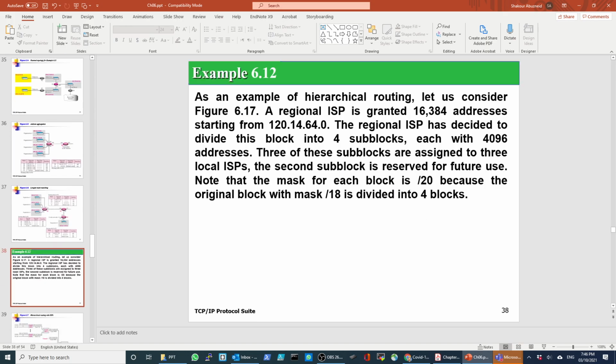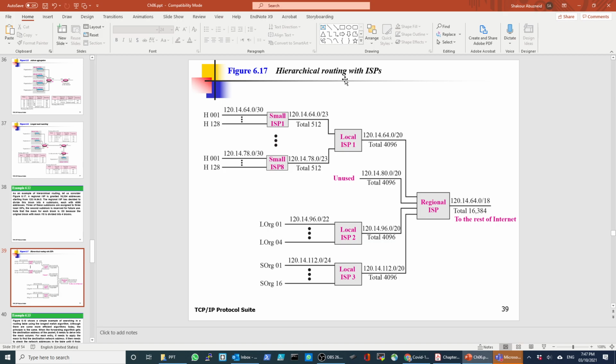As an example, this is hierarchical routing with internet service providers. In here, a small internet service provider has multiple subnets, which are then aggregated here. All of these are slash 30, so how many IPs will each network have? Four, right? Because 2 to the power 2 is four. So each network in here has four IP addresses.